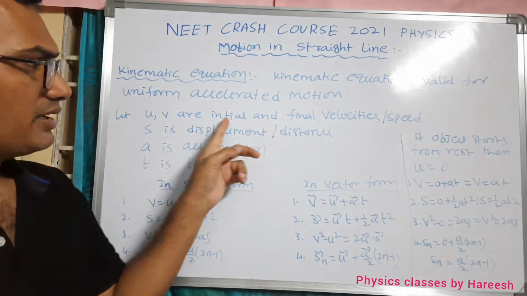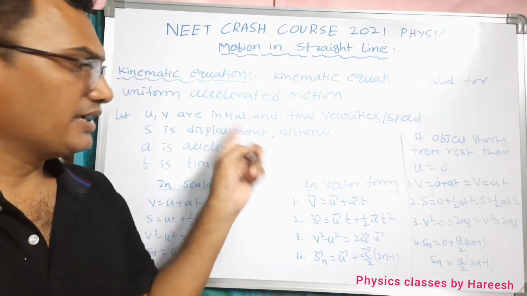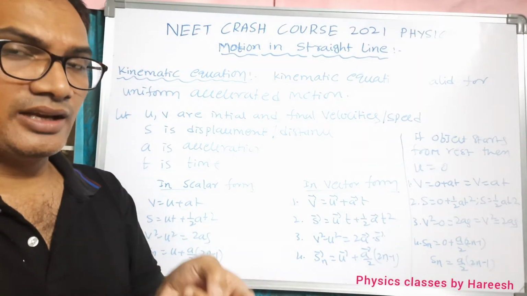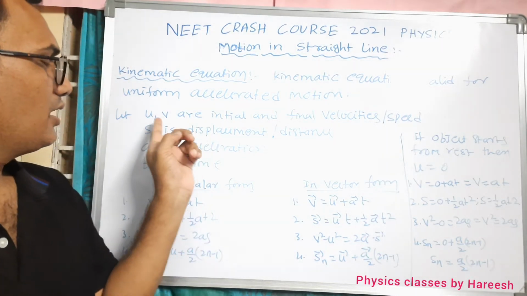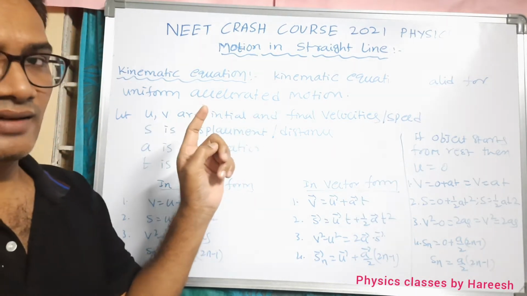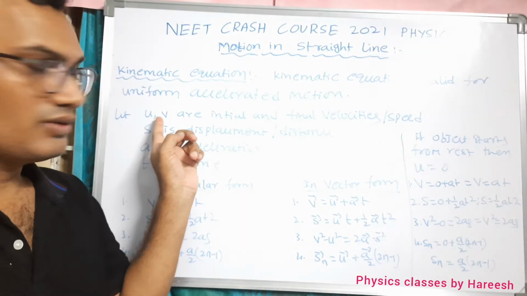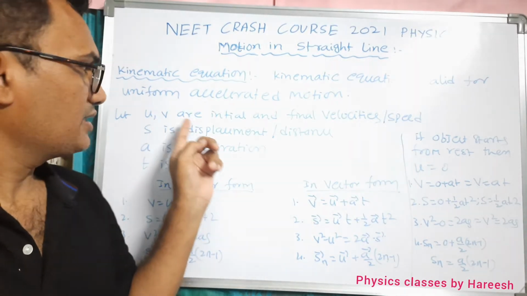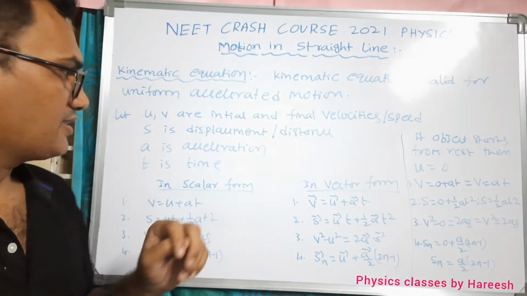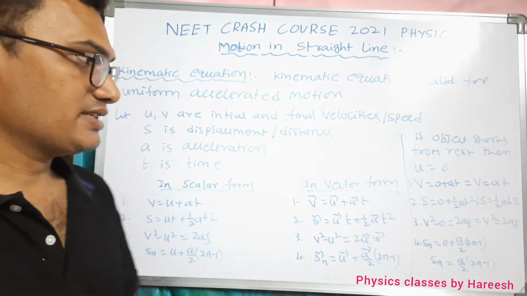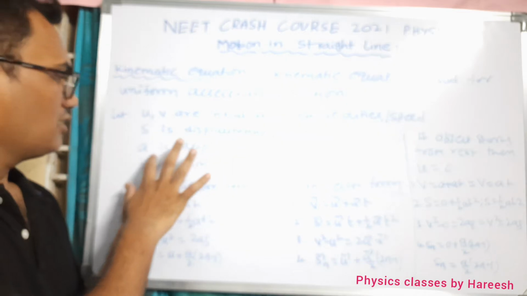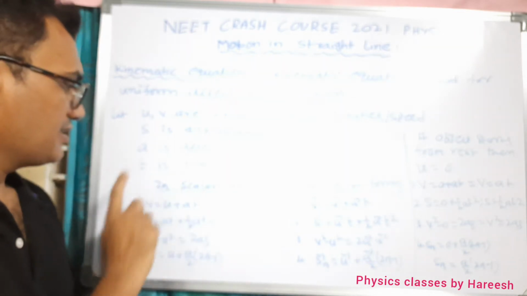u, v are the initial and final velocities. Always in this kinematic chapter, and not only kinematics but in motion in a plane also, wherever you see it, u is always the initial velocity and v is the final velocity. Then s is either distance or displacement, based on the case we can consider. Then a is acceleration, t is time.